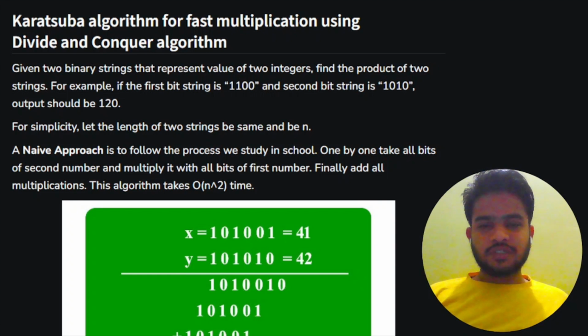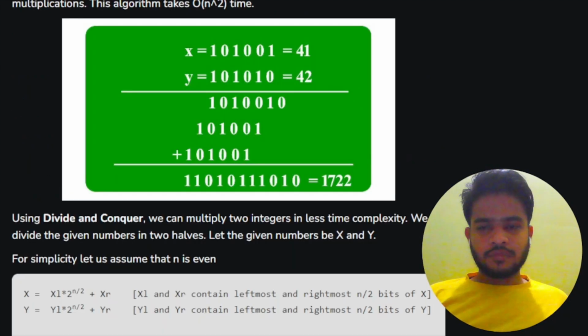A naive approach is to follow the process we study in school. One by one, take all the bits of the second number and multiply it with all the bits of the first number. Finally, add the multiplication. This algorithm takes time complexity of O of n square.